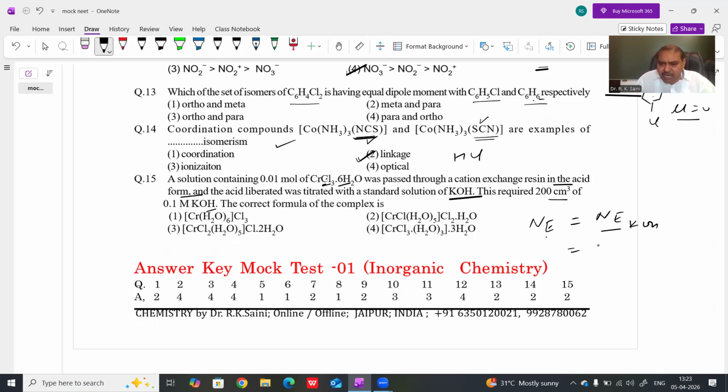The gram equivalent of base is 0.1 M times n-factor 1 times volume 200 divided by 1000. It means 0.02 gram equivalent. The n-factor is 1, so 0.02 moles are there. Hence 2 moles of chloride ion are furnished by the complex. It means 2 chlorines are present outside the coordination sphere according to Werner theory, and hence the second option is correct.